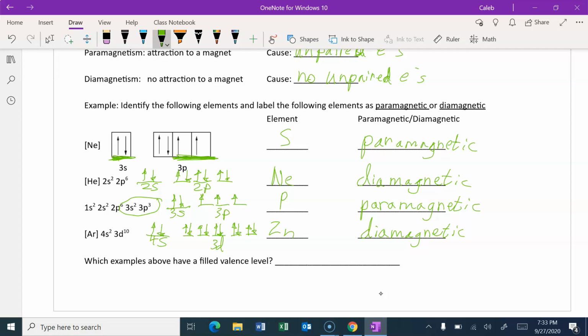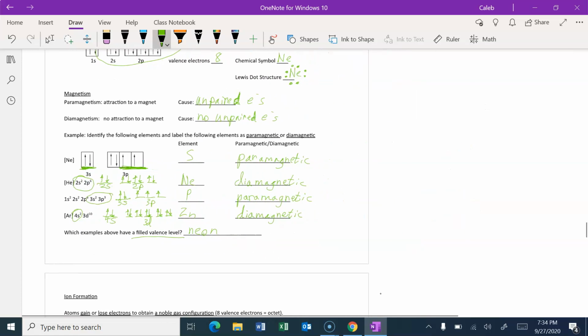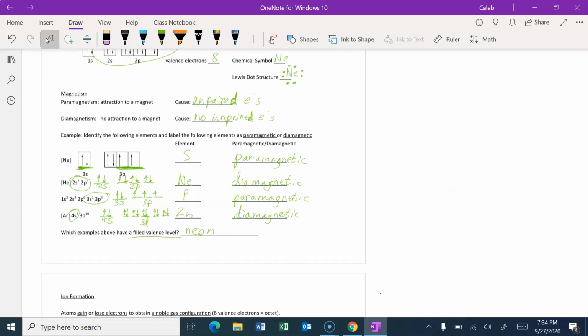All right, which examples above have filled valence level? The filled valence level, that means it's in the noble gas section, but their energy level, the highest energy level, is full. So we're looking at our highest energy levels here. 4s2, that's not full. I have 2 plus 3, that's not full. I have 2 and 6, that's full. Okay, it looks to me like we only have one, and that is neon, which makes sense because neon is a noble gas. All right, I'm going to pause the video here. We will continue on with more and finish up these notes in the next video.